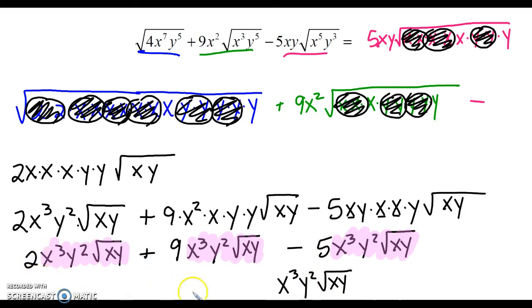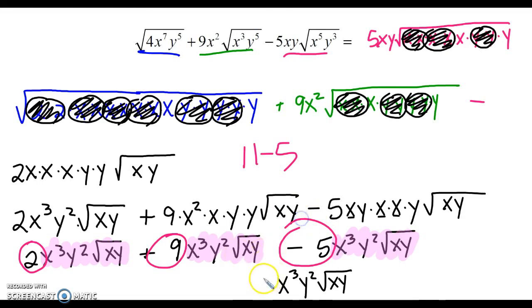So here we're going to take the 2 plus the 9, which is 11, and then we're going to subtract 5 right there, which gives us 6. And there's your final answer. Just take it a step at a time and go slowly and work through it, and you'll get it. I really hope this helps.